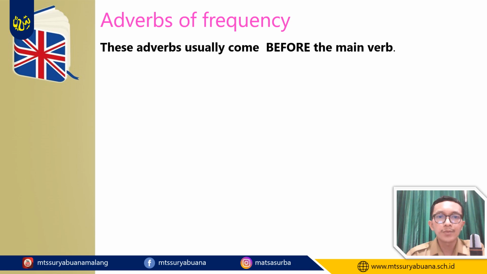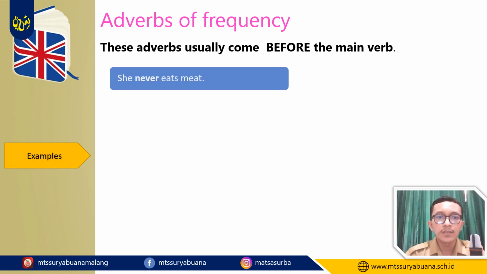Okay, this is the rule for how we use adverbs of frequency in simple present tense sentences. The adverbs usually come before the main verb. The example is, she never eats meat. We all know that the verb in this sentence is eat, so the adverb must come before the verb. She never eats meat.